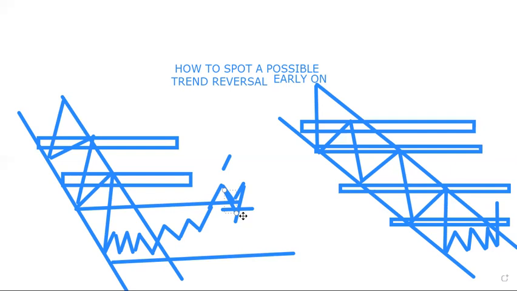GBP USD, EUR USD, write it down. Go and look for a scenario where the trend broke out. Then look for all these conditions I mentioned. When you see it, you circle it. You will circle when that trend reversal happened.